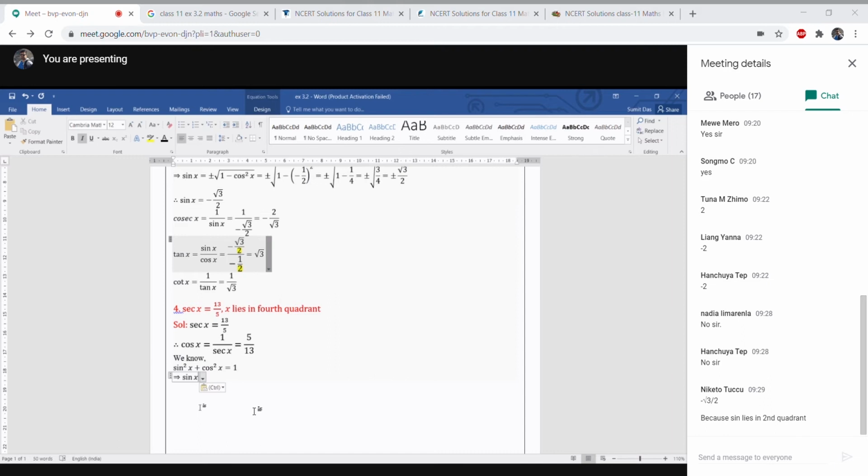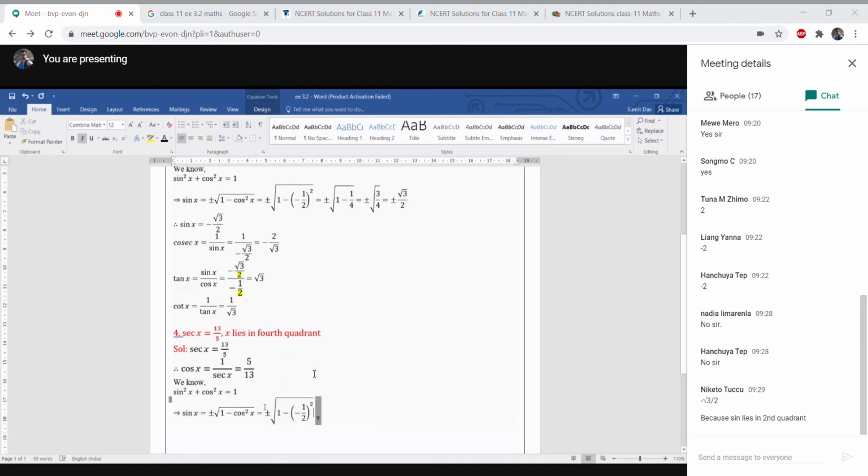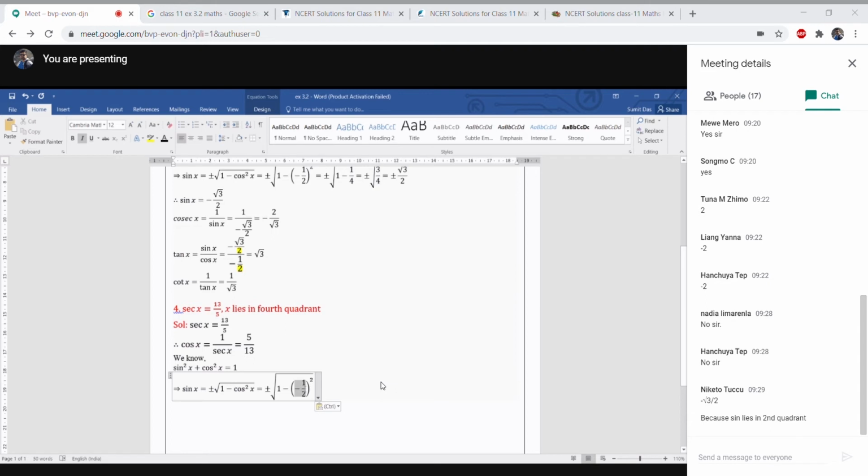Okay, sin x equals plus or minus this. Then just now the cos x value will be 5 by 13. So if you simplify this one, I chose the wrong question, not wrong, but the same type of question. So okay, it will be 25 by 169.